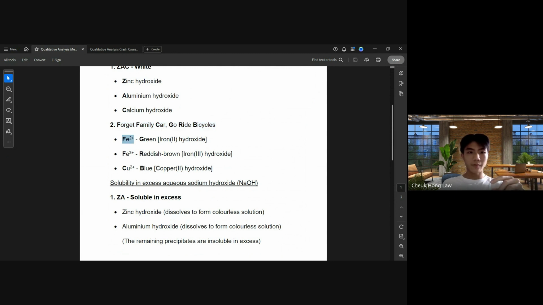FFC will be Fe2+, Fe3+, and Cu2+: iron 2, iron 3, and copper 2. GRB will be green, reddish brown, and blue. That is how I remember the colors. If you test for Fe2+ ions, the precipitate formed will be green: iron 2 hydroxide is green. If you test for Fe3+, the precipitate formed will be reddish brown. And finally, for copper 2+, the precipitate formed is a blue precipitate, copper 2 hydroxide.